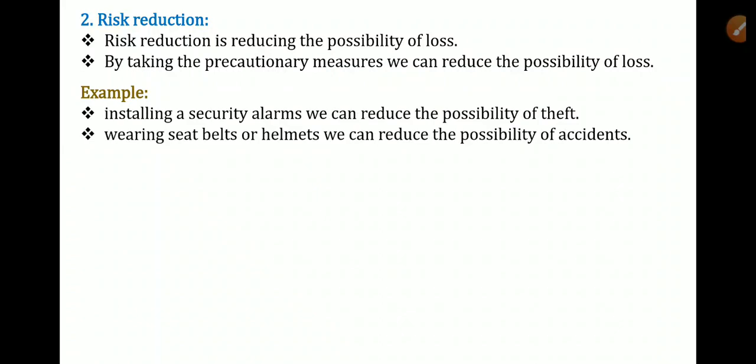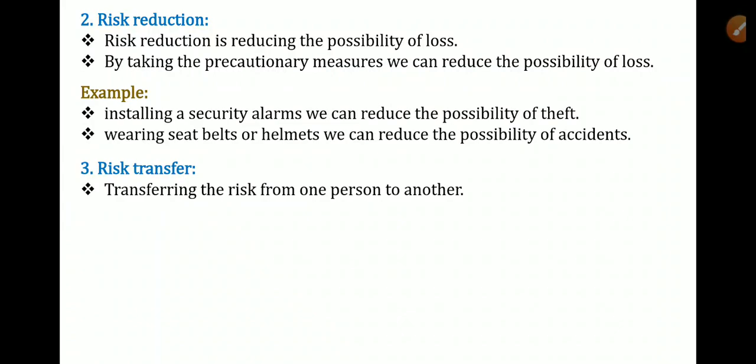So because of that reason, we can wear helmets and seat belts to reduce the possibility of loss. And third one is risk transfer. So transferring the risk from one person to another, this is the best way of avoiding the risk or reducing the risk or mitigation of risk.